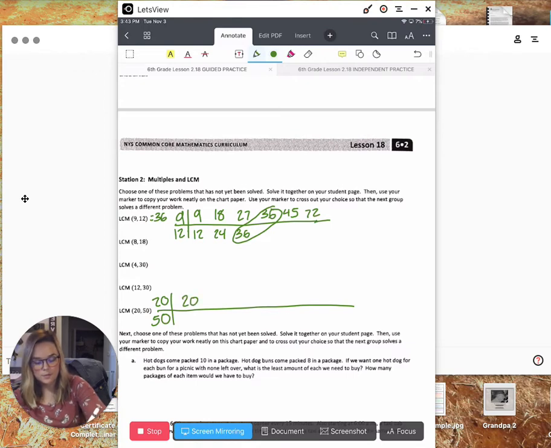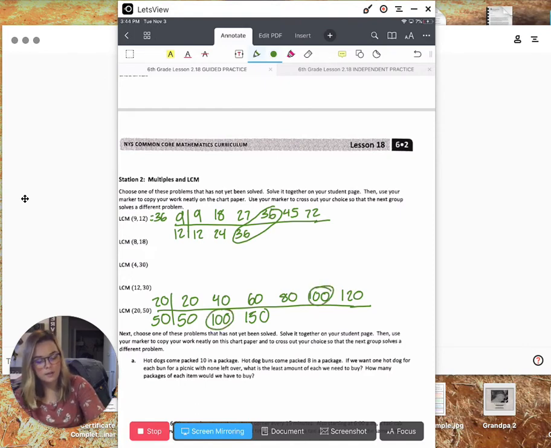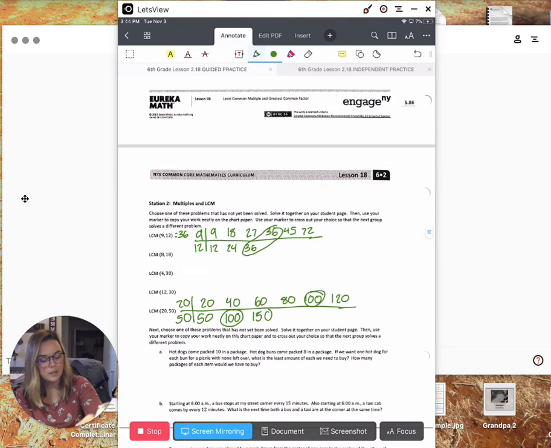So 20 times 1, 20 times 2, 20 times 3, 20 times 4, 20 times 5, 20 times 6, and then we can keep going on later if we need to. And then 50 times 1, 50 times 2, 50 times 3. I'm going to stop there because I see 100. So our least common multiple is 100.